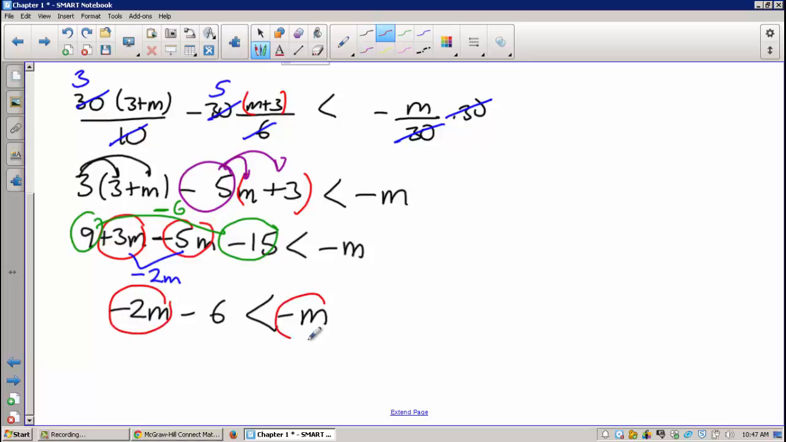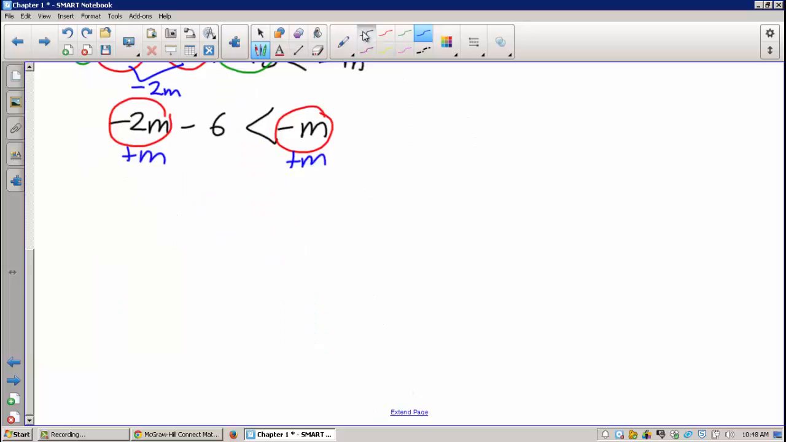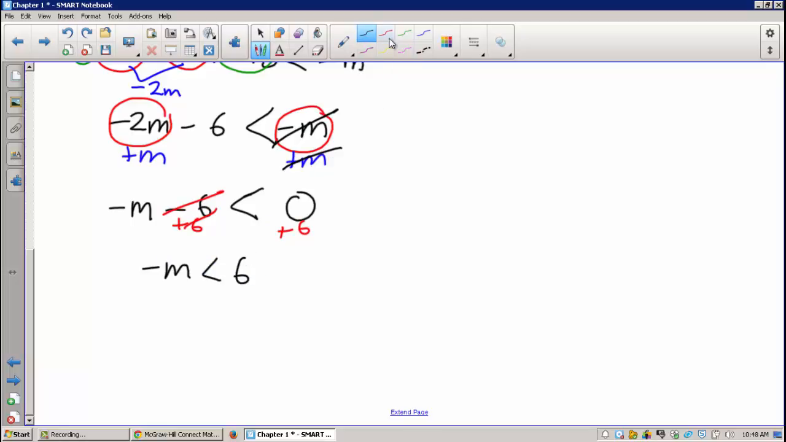This time they are on opposite sides. So I need to bring this negative m to the left by adding m to both sides. And what is left on the right side? Nothing, 0. Is this over? No, solve means isolate. I need to isolate m first by adding 6. You see, m is almost by itself, except you have a negative sign.